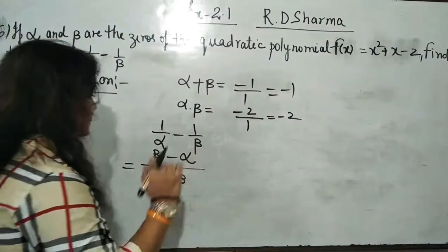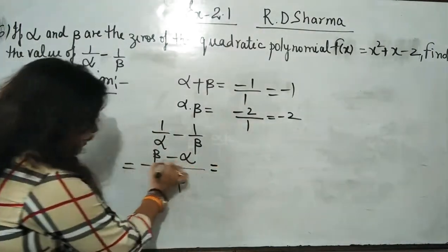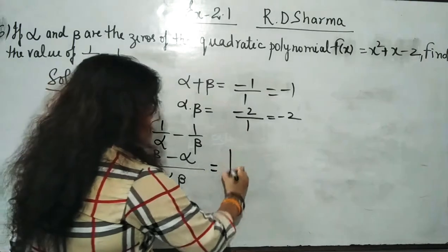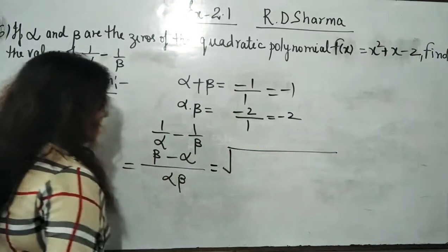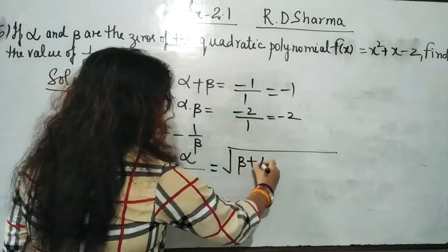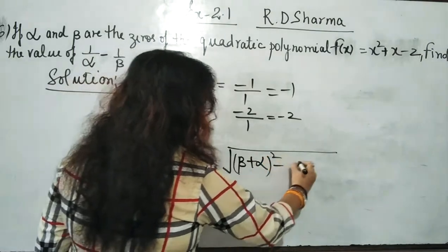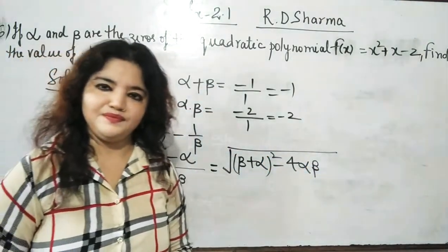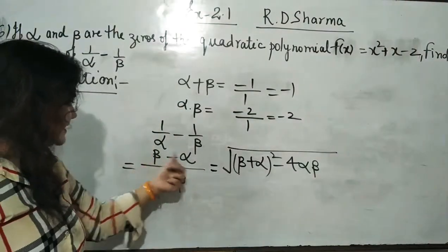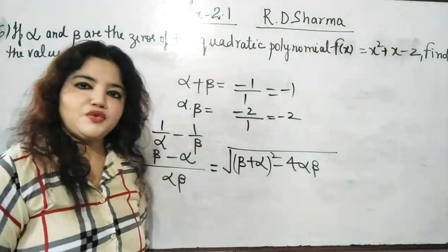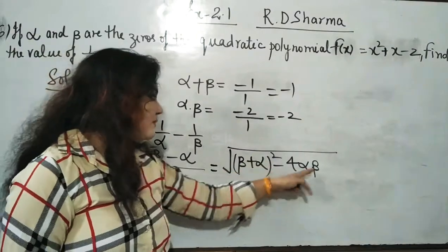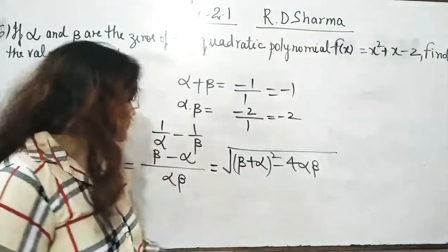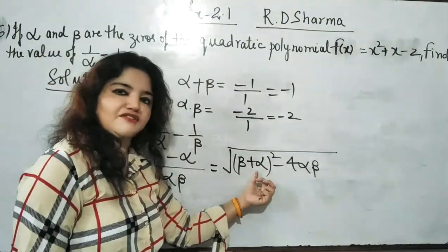So how? In the place of beta minus alpha, I am writing under root, see what I am writing: beta plus alpha whole square minus 4 alpha beta. Am I right? In the place of beta minus alpha, I am writing this, under root beta plus alpha whole square minus 4 alpha beta. How? Just open this, beta plus alpha whole square.